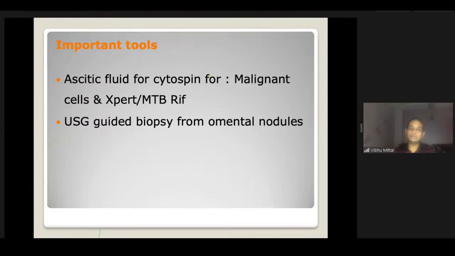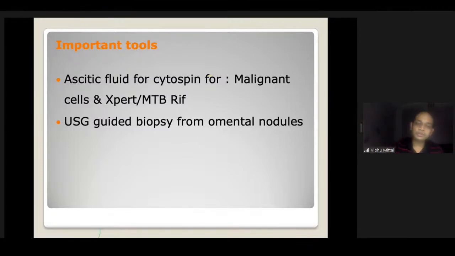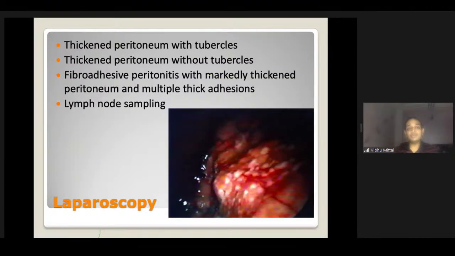I'll say it is always useful to send some ascitic fluid for cytospin so that a smear can be made, and on that smear malignant cells can be looked for and GeneXpert can be done if needed. The second thing is, as I've described in those CT images, in case there is significant omental caking or nodule formation, it is always wiser to take a USG guided biopsy, which can give you a better clue on histopathology, one way or the other, commonly malignancy. Biopsy taken from an omental nodule, if negative for malignancy, everything fails, laparoscopy.